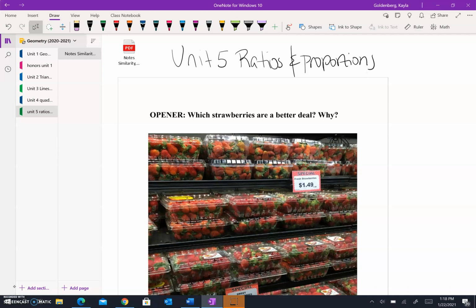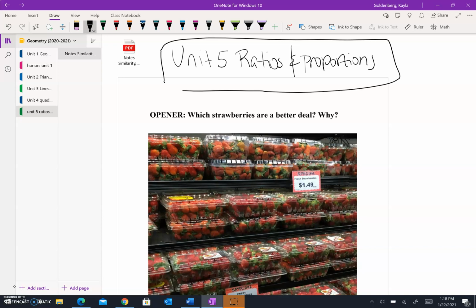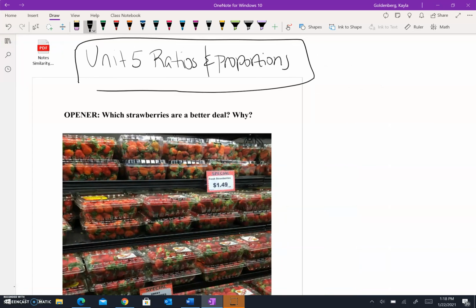Unit 5's big topic is at the top of this page, and it's ratios and proportions. This is a topic that you've probably interacted with at some point in school or in your life. It's something that most students connect with outside of school. So we're going to do a couple of examples to think through where you might have used this in your day-to-day life, and then we'll do some more formal notes as well.